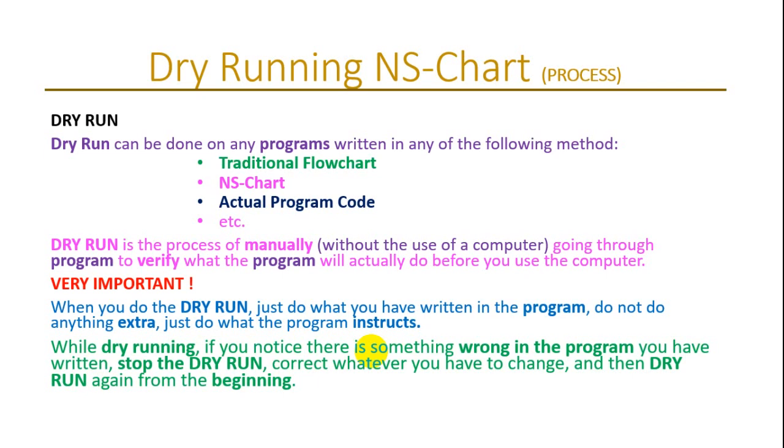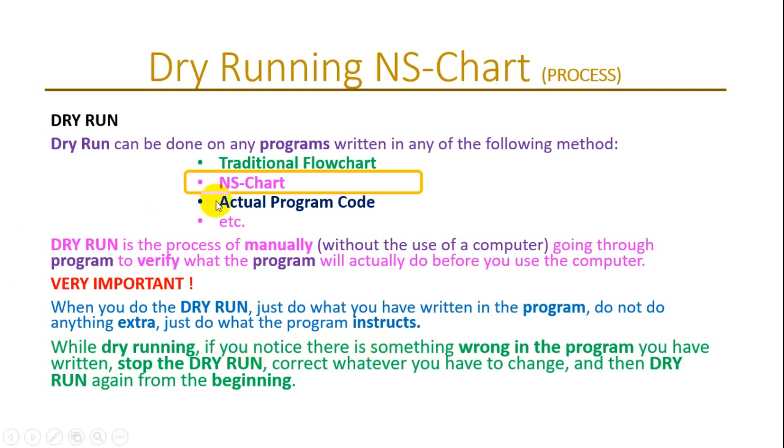But suddenly, if you figure out there is something wrong, correct it and start from the beginning to dry run again. Remember. And if you again feel something wrong, correct it, start from the beginning. Every time you do some correction, make sure you start from the beginning and go through the entire dry run process. So that's the most important thing to remember.